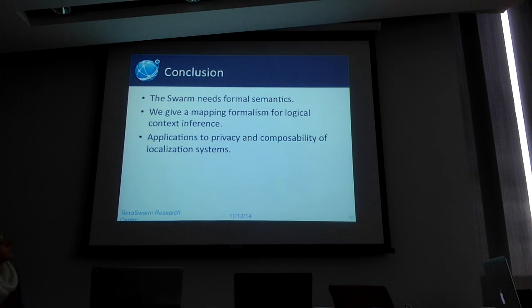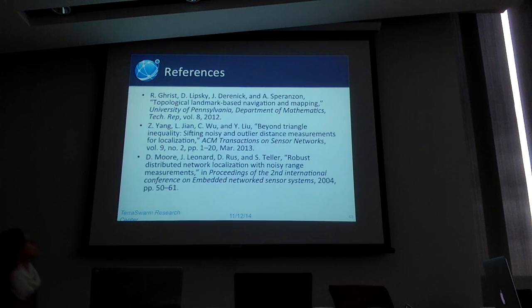So to conclude, it's very important to establish formal semantics for this form, because if we don't have those, we can't say anything concrete about what it's doing. We can't determine if we can meet performance agreements. We can't determine if we're violating security or privacy. We don't have semantics, or we have something, we have a potentially broken system. So what I'm giving in this presentation is a formalism for doing inference on context related to location, and its applications to privacy and the composability of localization systems. So that's it.